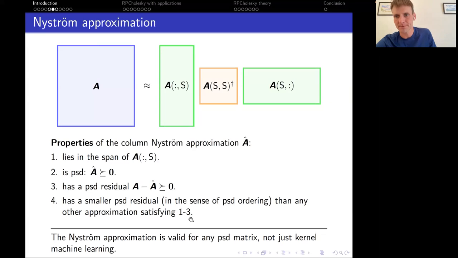So it has a smaller PSD residual in the sense of PSD ordering than any other approximation satisfying 1 through 3. All this is to say that Nystrom approximation is really cool. Column Nystrom approximation is a natural approximation. It's valid for any PSD matrix. So it doesn't have to be kernel machine learning. Any positive semi-definite matrix you can approximate this way.